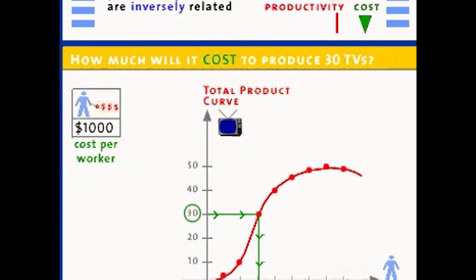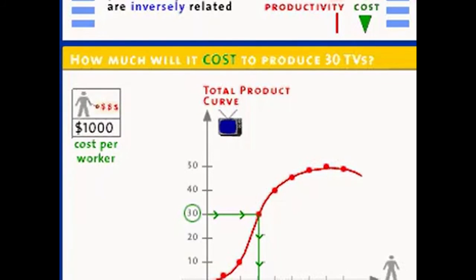The point I'm making here is that you can use the information in the total product curve to derive your costs. Only you're just reading the curve in a different way. Rather than starting with the number of workers and finding their product, you're starting with the product you want to produce and figuring out the number of workers that you'll need. This is exactly the information that we're looking for when we draw the variable cost curve. Only the axes are reversed.